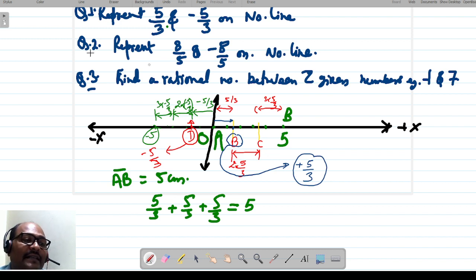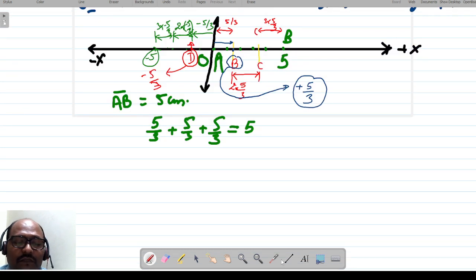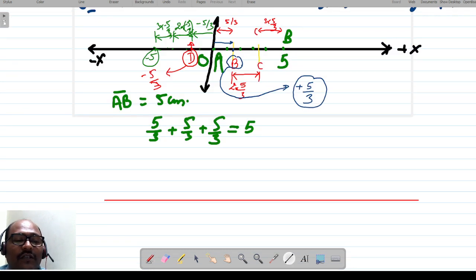Similarly, we will take another example, where the question has been written on my screen: represent 8 by 5 and minus 8 by 5 on the number line, right? So for this, just draw the number line. Initially draw the number line. What will you do next after that? Yes, after that we will mark 8 from this place, that is, from the ruler you mark 8.